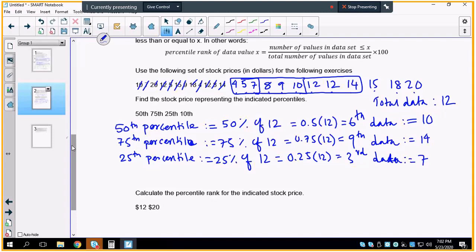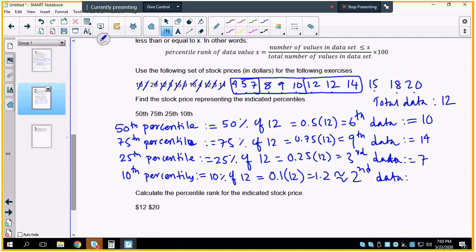There is one more. This time you're finding the 10th percentile. Remember, in the previous 3 situations, we got a whole number as our answer. But for the 10th percentile, it is 10% of 12. So that is 0.1 times 12, and that's 1.2. Our job is to always round up. Doesn't matter, we always round up. So we call it the second data, and the second data is 5. So that's the 10th percentile.